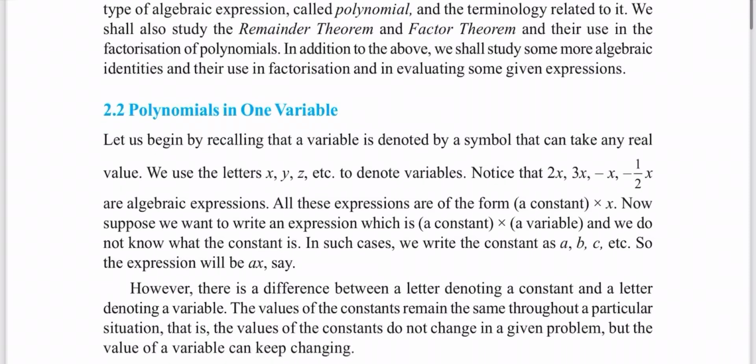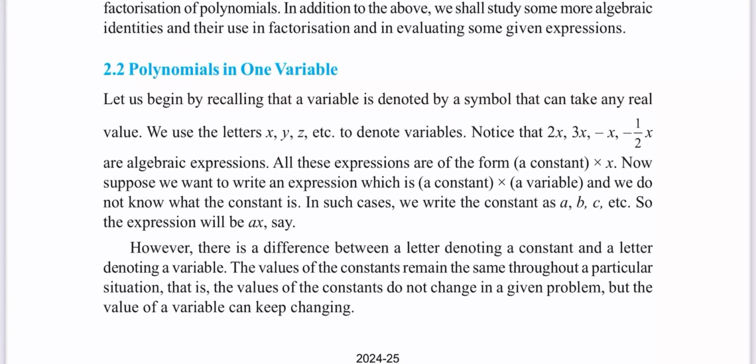Polynomials in one variable. First topic, polynomial in one variable. Let us begin by recalling that a variable is denoted by a symbol that can take any real value. We use the letters x, y, z, etc. to denote the variables. Notice that 2x, 3x, −x, −(1/2)x are all algebraic expressions. All these expressions are of the form constant times x.